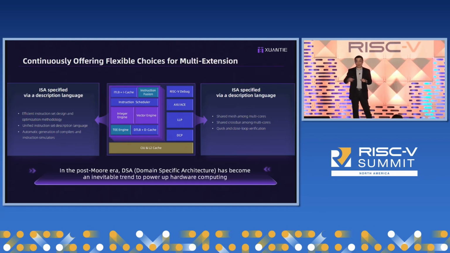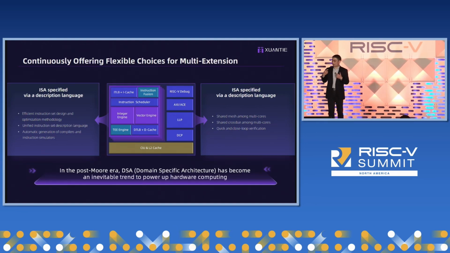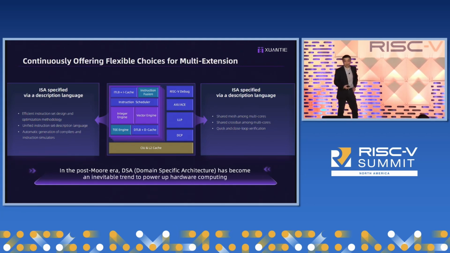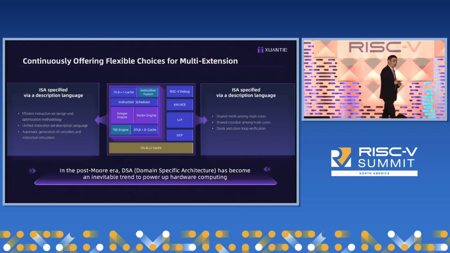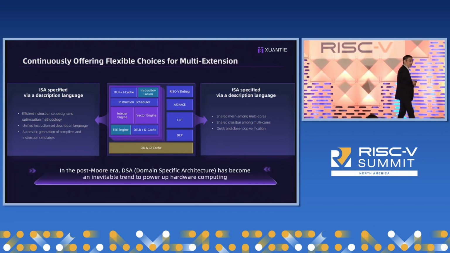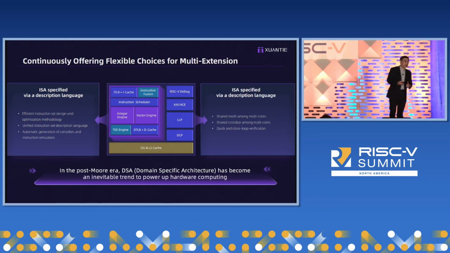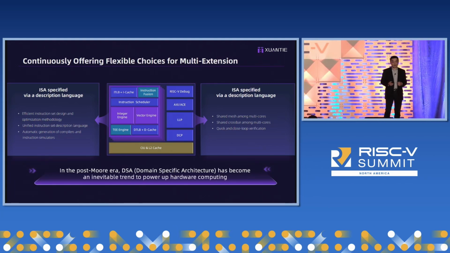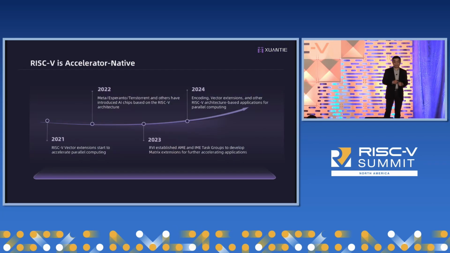And on the right-hand side, you see the hardware. There is a mesh among multi-cores and a shared crossbar design among the multi-cores as well. We have our own verification methodology that will enable customers to do their own designs for their own application based on their specific architecture.